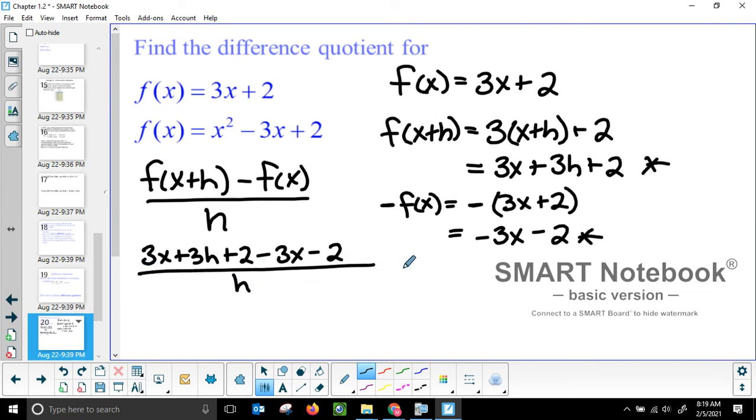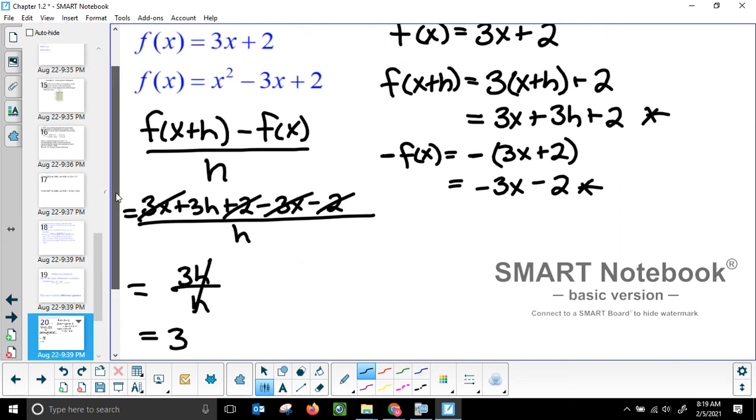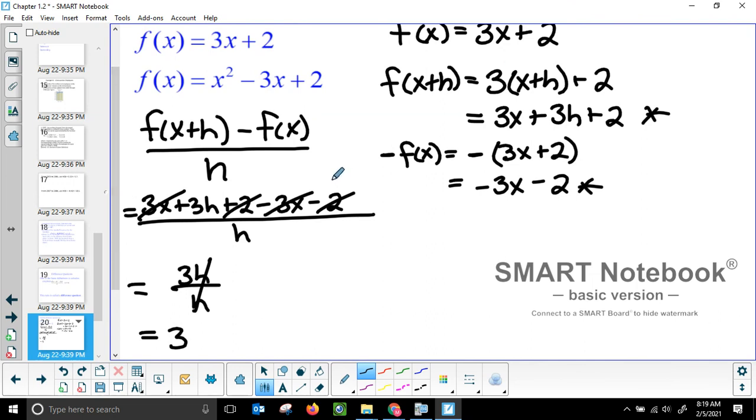If we do this correctly, then nice things should happen. So here I have a positive 3x and a minus 3x that cancel. Here I have a plus 2 and a minus 2 that cancel. So now all I'm left with is 3h over h. Of course, now my h's will cancel, and my answer is just 3. That's it. We are done.